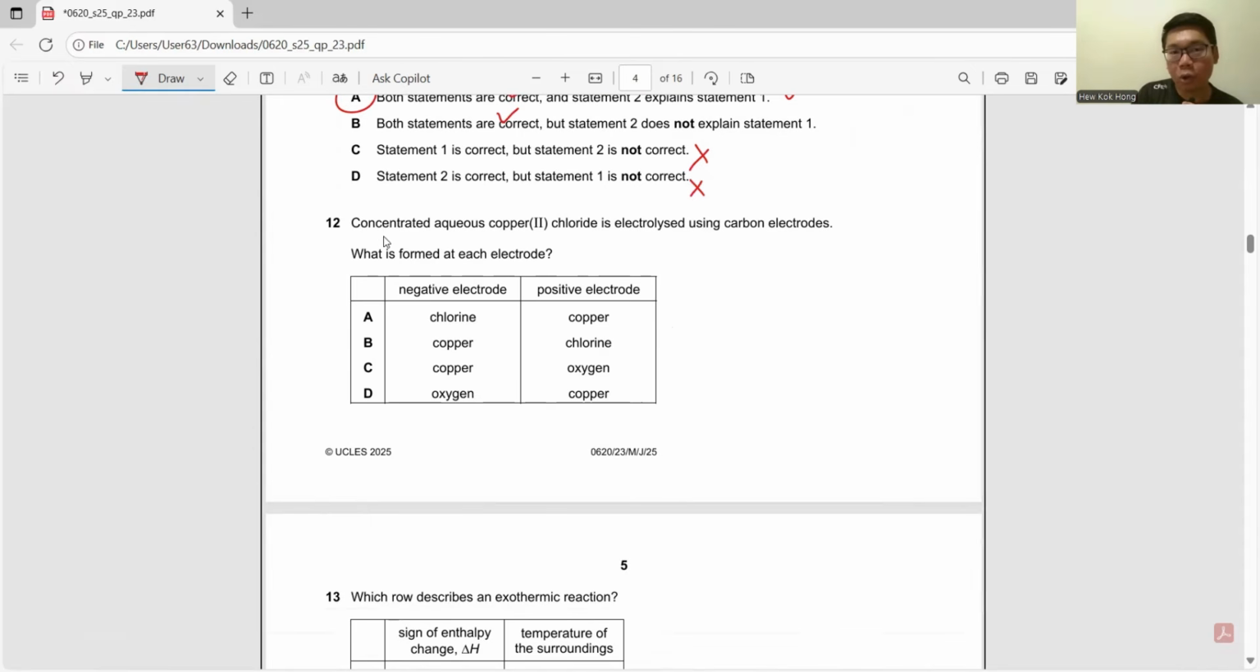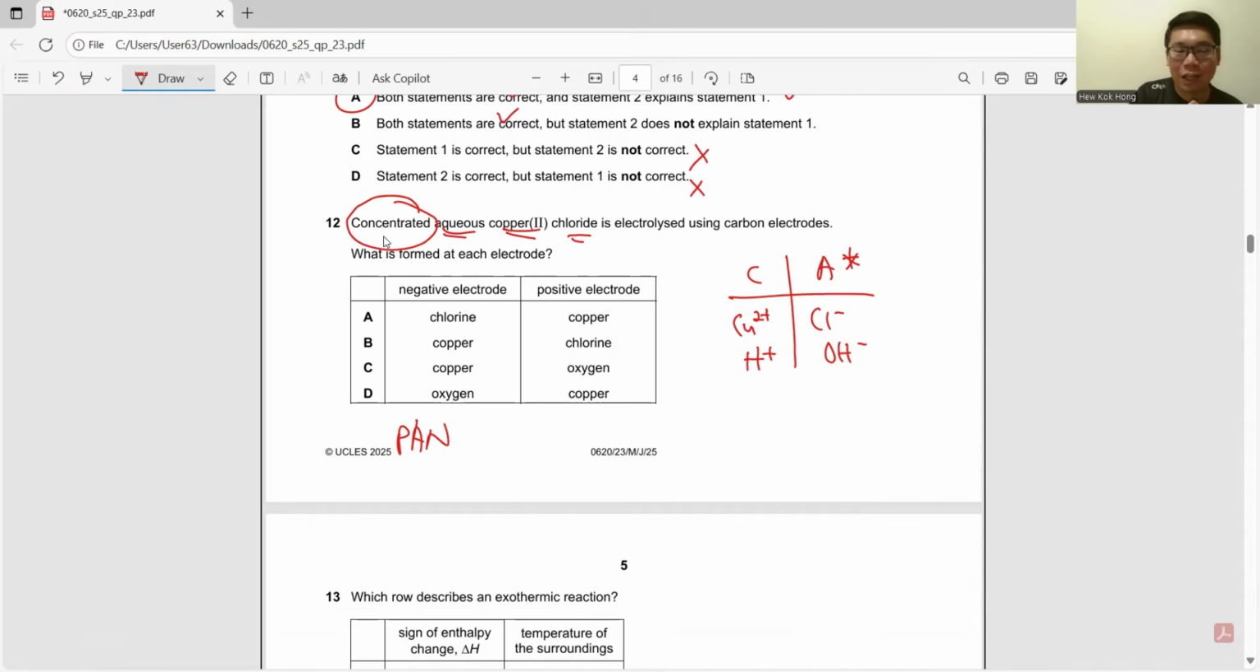Question 12. Concentrated aqueous copper(II) chloride is electrolyzed using carbon electrodes. What is formed at each electrode? Every time we do electrolysis, we write down cathode and anode first. Cathode will attract all the cations. So copper(II) is Cu2+. And in aqueous solution, it also has H+ and OH-. And then chloride will have Cl-. And in concentrated situation, the anode is affected.